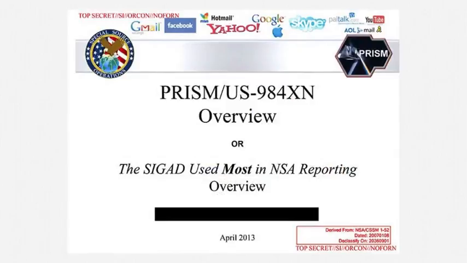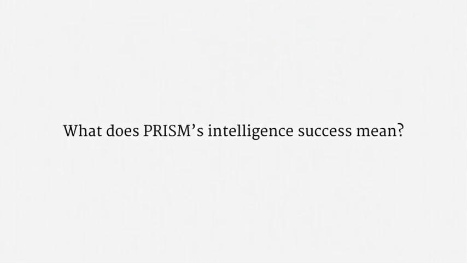So, there's no doubt that PRISM has been an incredibly successful intelligence program. It's the NSA's most used source for its intelligence reports, including the President's daily briefing. Both the President's Intelligence Review Group and the Privacy and Civil Liberties Oversight Board concluded that PRISM has been a very productive program. So, the first thought I'd like to leave you with is, what does PRISM's intelligence success mean?